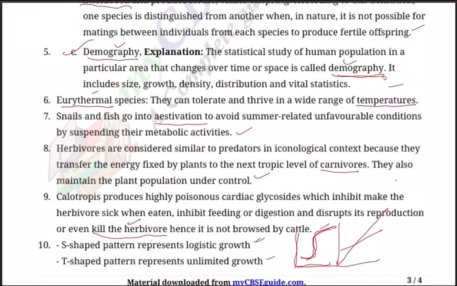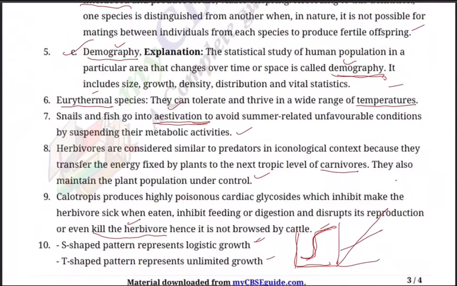Question 7, snails, fish go into estivation. What is estivation? Yes, summer sleep, sleeping of animals during the entire period of summer. Why? To avoid summer-related unfavorable conditions by suspending their metabolic activities. When they are sleeping, naturally metabolic activities will come down, and the rate of metabolism comes down. When the rate of metabolism comes down, a lot of food will be saved in the form of fats, and those fats will be gradually utilized for the entire duration of summer.